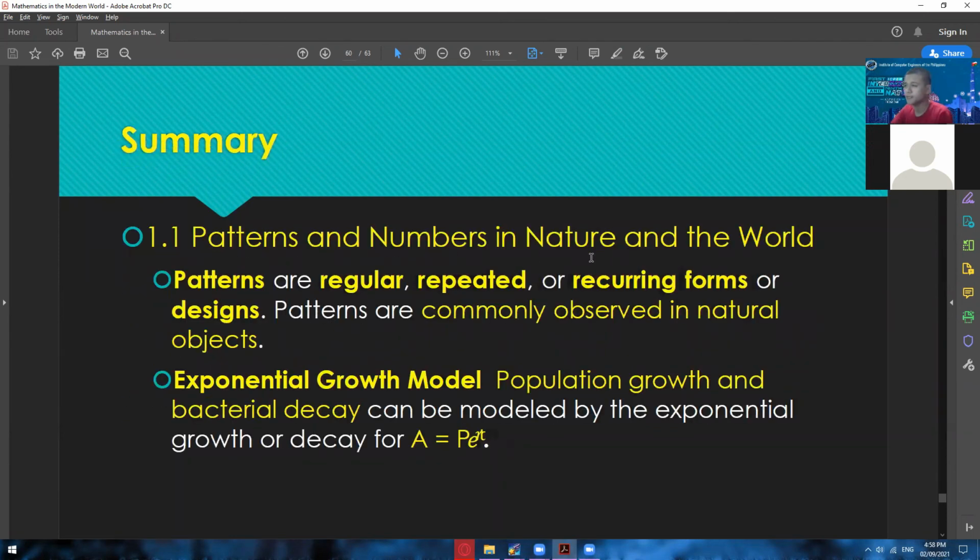So patterns and numbers in nature and the world. Patterns are regular, repeated, or recurring forms or designs, and patterns are commonly observed in natural objects. For the exponential growth model, population growth and bacterial decay can be modeled by exponential growth or decay with this formula: A equals P times e raised to r times t. So we can predict the population at a certain year, or the bacterial decay after a certain time.